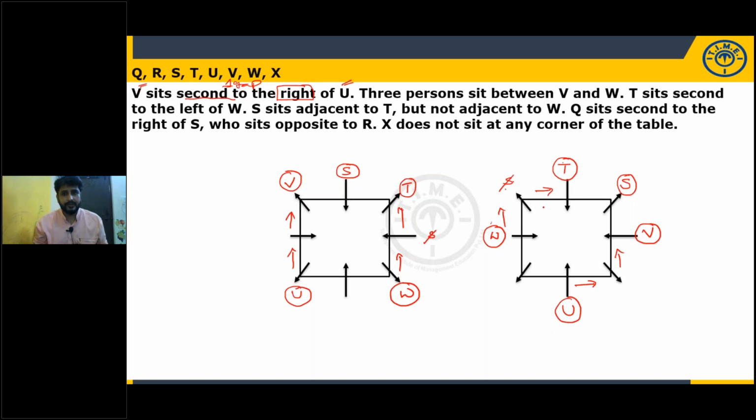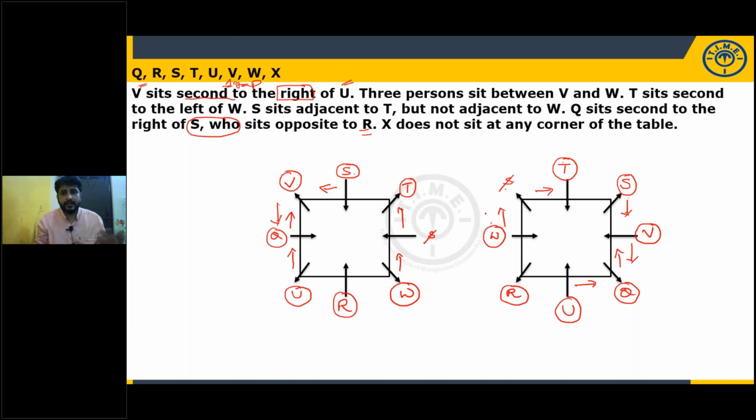Next, Q sits second right of S. So S is here, and second right will be on this side: first right, second right. So Q will be here. Then, S sits opposite R. S is here, and S is opposite to R.